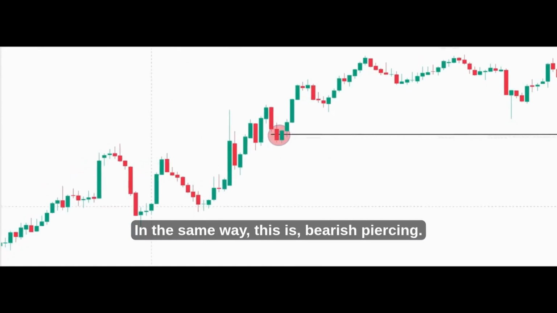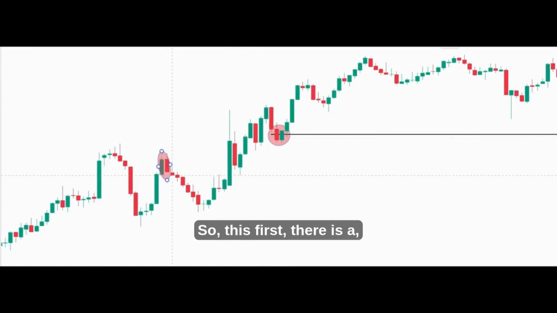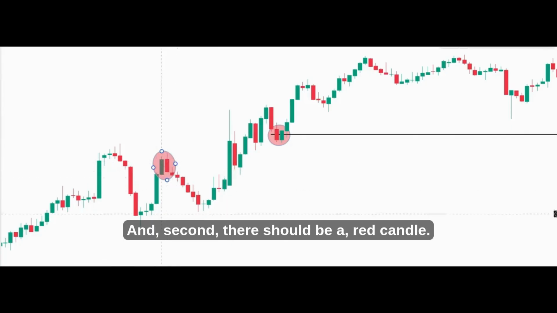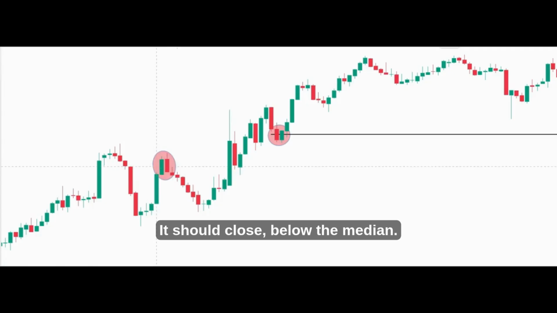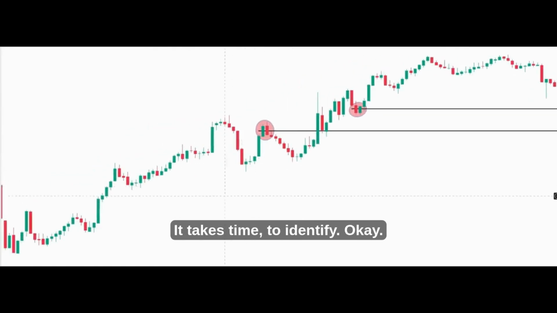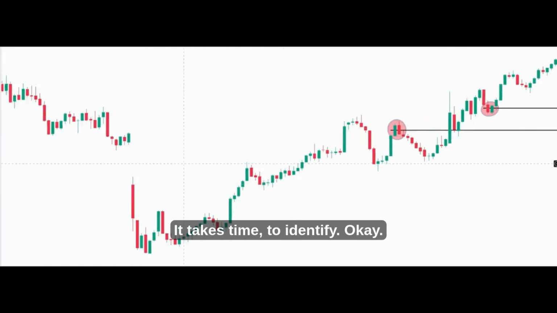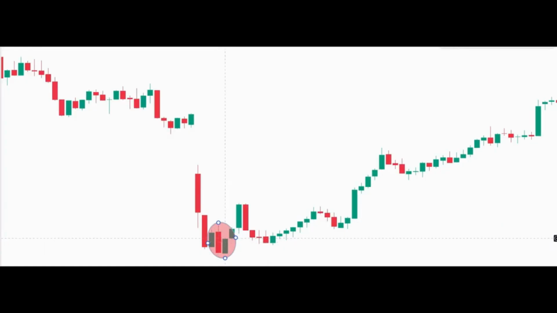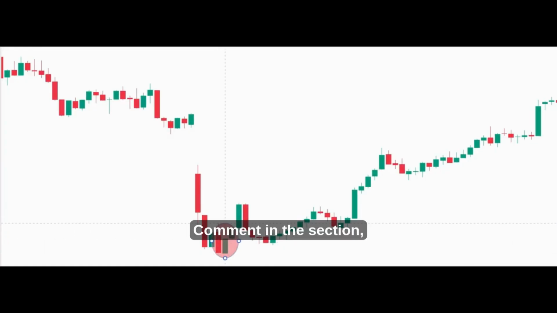The same way, this is bearish piercing. First there is a green candle and second there should be a red candle. It should close below the median. Bearish piercing is generally not that common. It takes time to identify. Okay, can you name this candle? First a red candle and again a green candle closing above. Comment in the section, what do you name it?